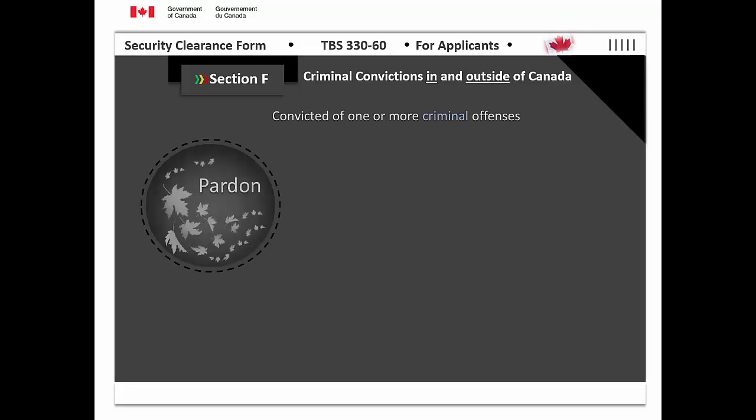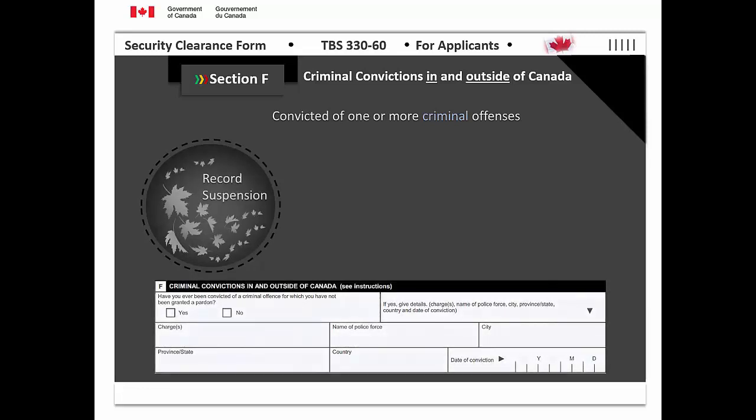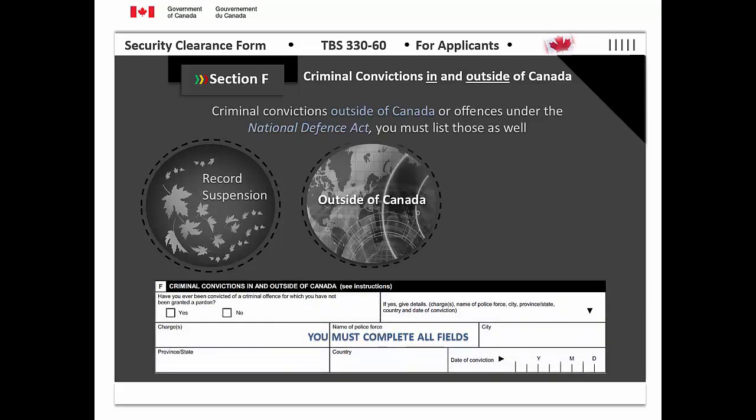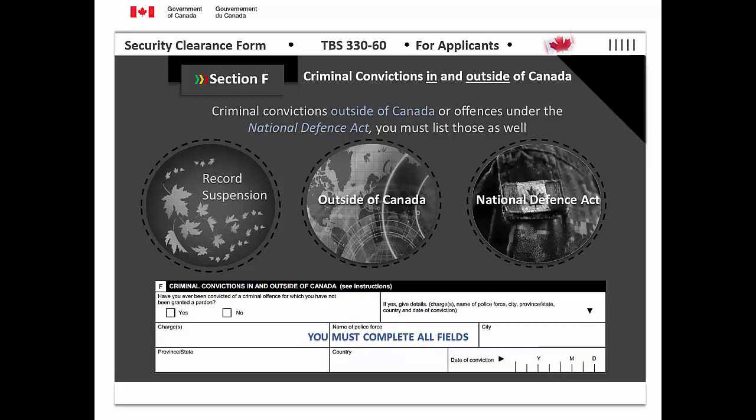This brings us to Section F. Criminal convictions, in and outside of Canada. If you have been convicted of one or more criminal offenses, for which you have not been granted a pardon, now referred to as a record suspension, you must complete all fields. If you have criminal convictions outside of Canada, or offenses under the National Defence Act, you must list those as well.